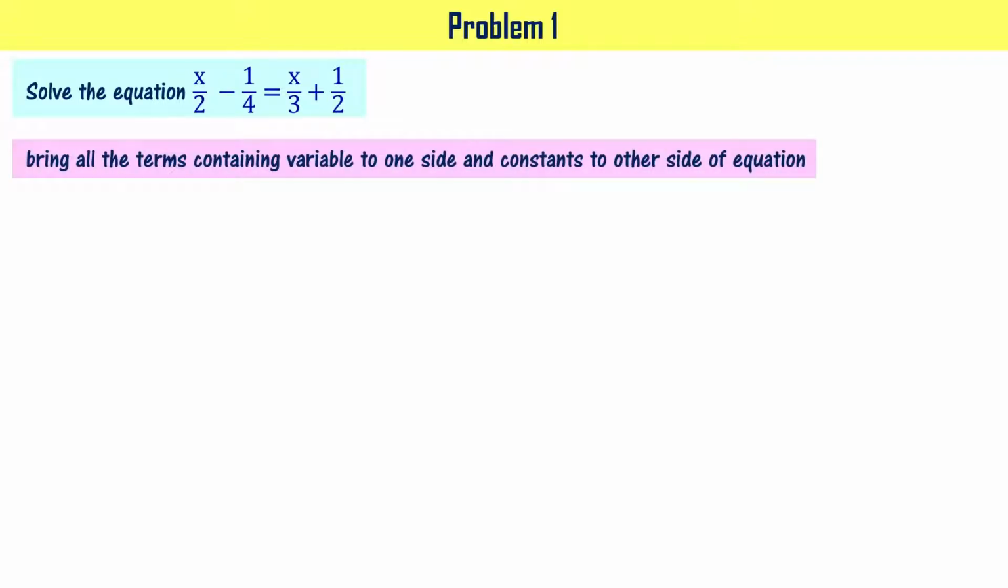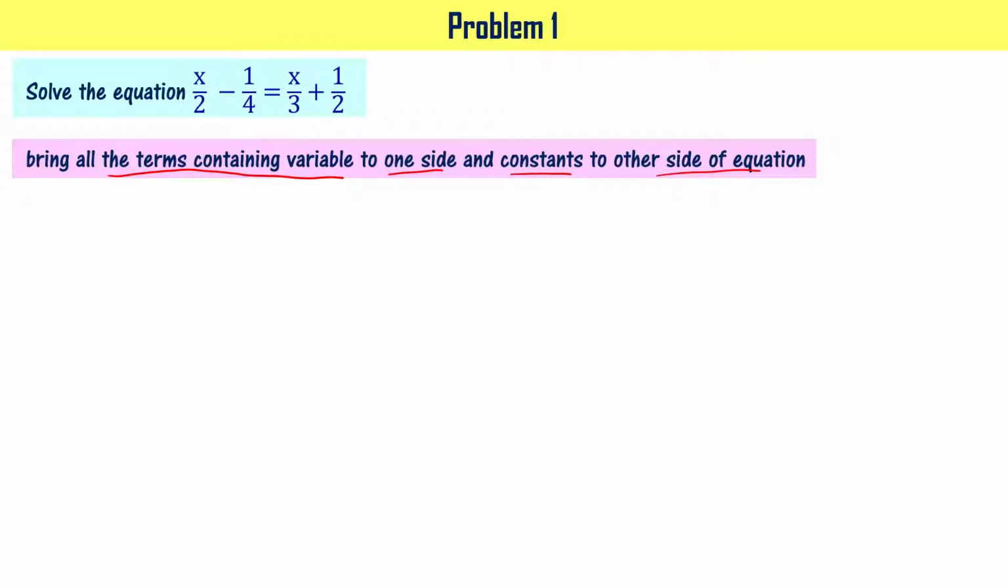Let us solve a problem now. Solve the equation x by 2 minus 1 by 4 equal to x by 3 plus 1 by 2. We want to solve this equation, means we want to find the value of x, right? In earlier videos, we learned that when you want to solve the equation, we want to bring all the terms containing variable to one side and the constants to the other side of the equation, right?